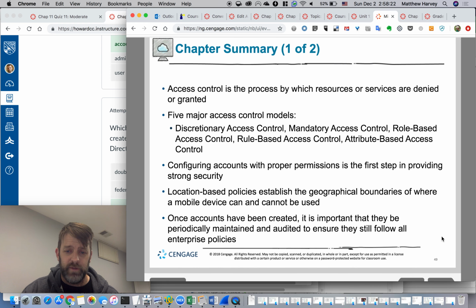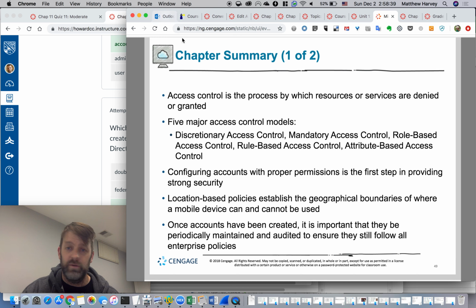And then here's the summary, and I'm not going to go through the summary because we saw the whole thing, or I mean, we've got this whole video about it. So hopefully that helps you to understand the material here in the access control chapter, and I will see you on Tuesday.